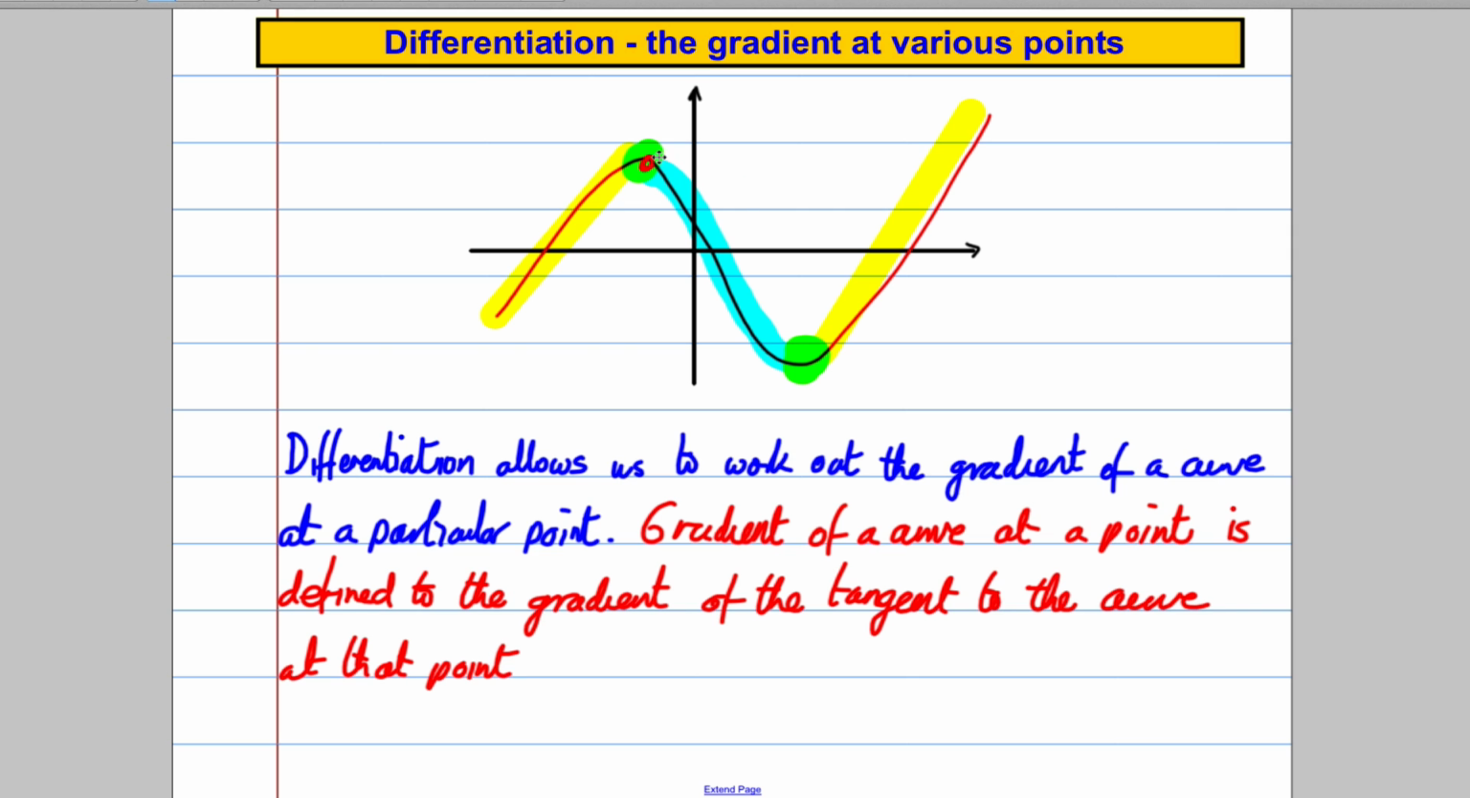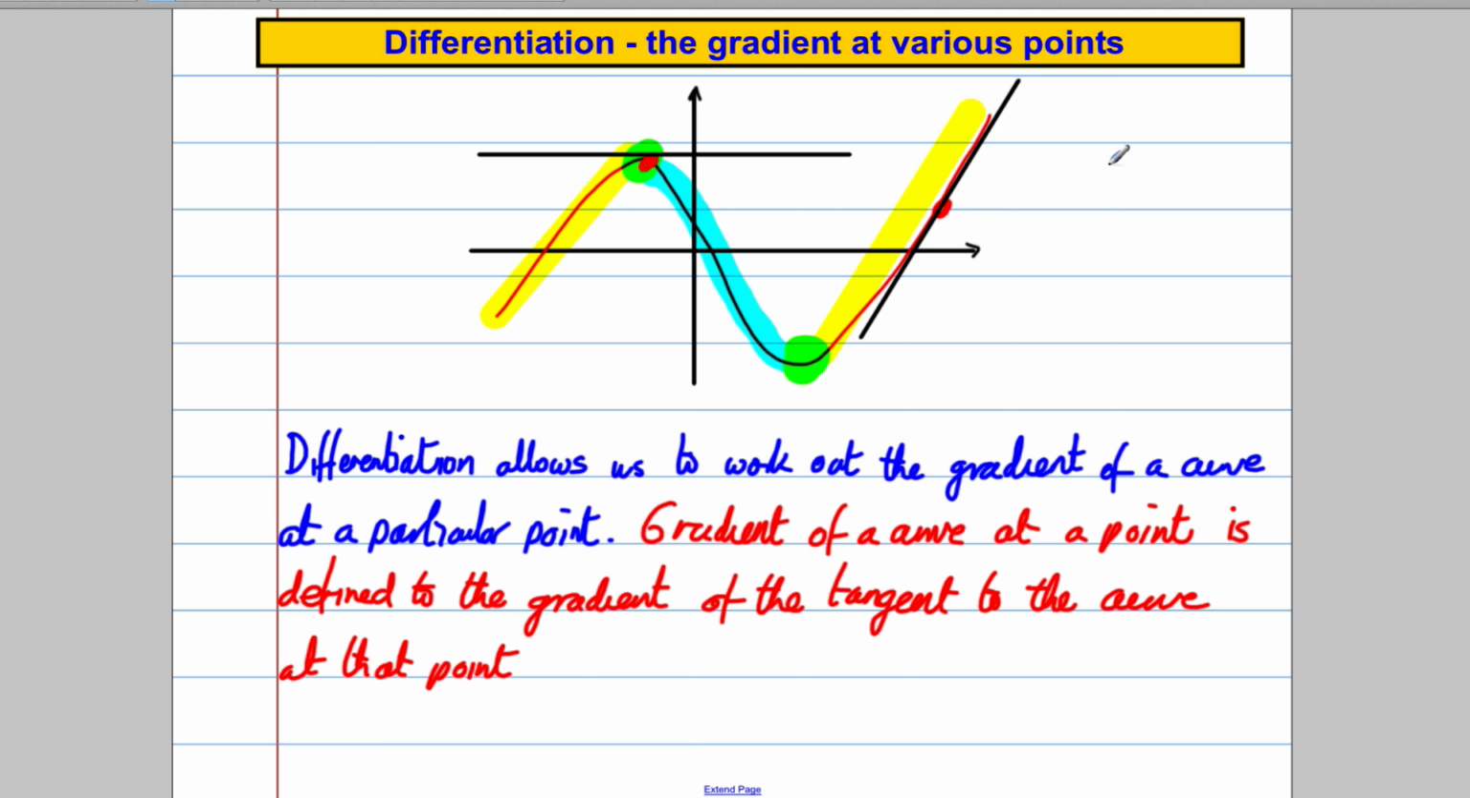So if I wanted the gradient here, it's going to be equal to the gradient of a tangent that I drew to the curve there. Remember, a tangent is a straight line touching the curve. Whereas if I wanted the gradient, let's say here, I would have to draw a different tangent to the curve. So the gradient by differentiation is equal to the gradient of those tangents of the curve.